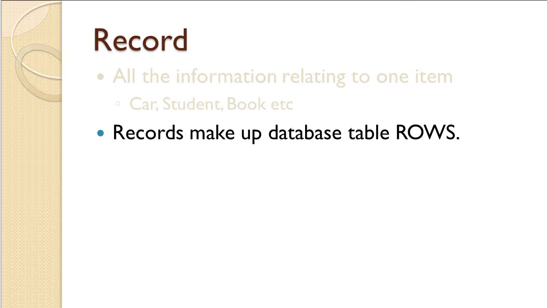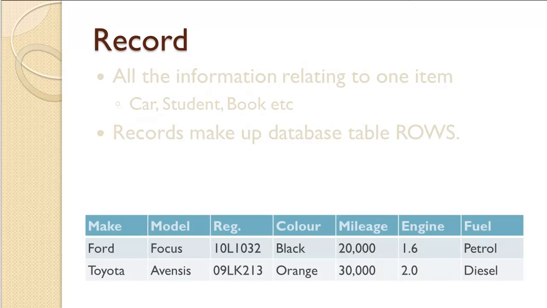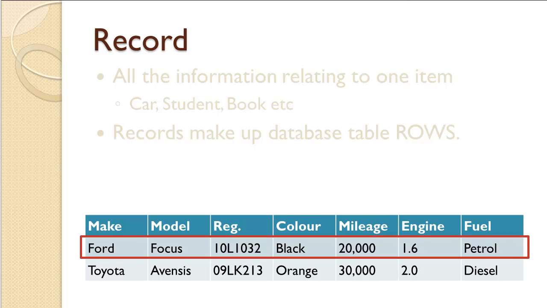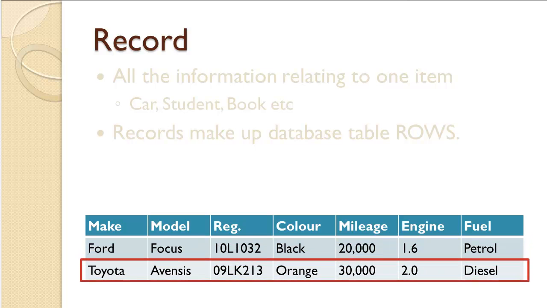Records in a database table make up the rows of the table. You can see in this example here that there are two records in this database. One is for a Ford Focus and one is for a Toyota Avensis. Each car is a record.